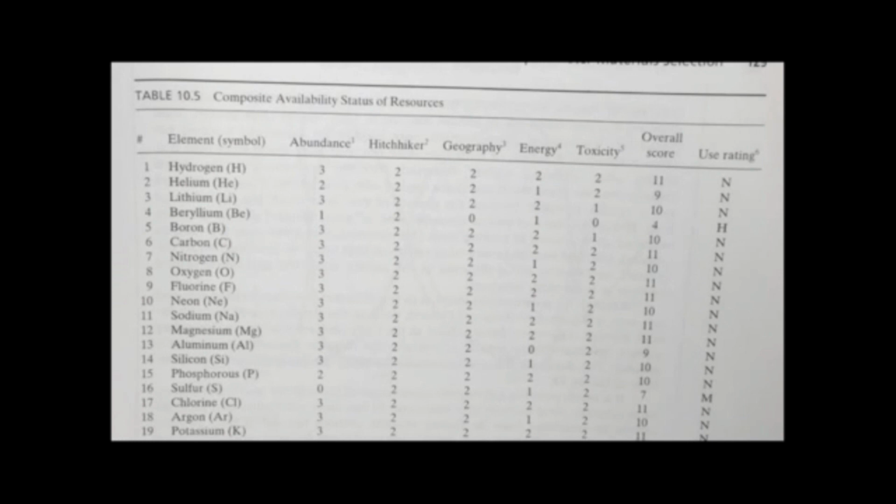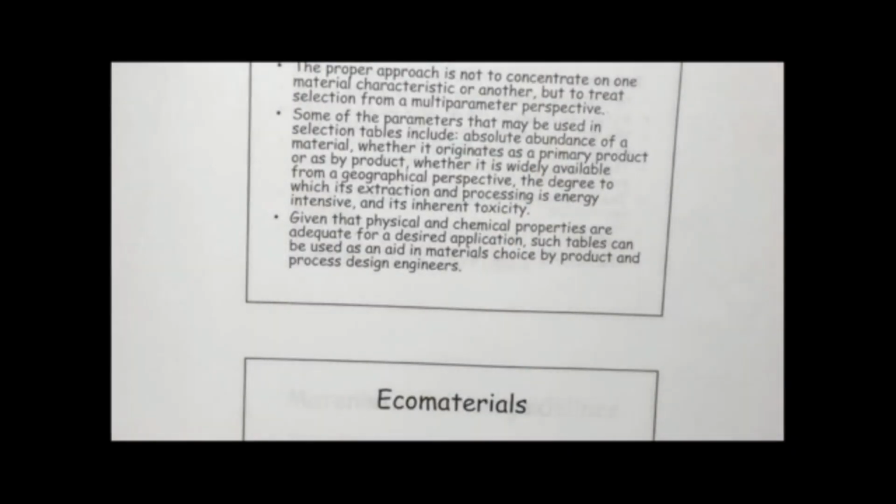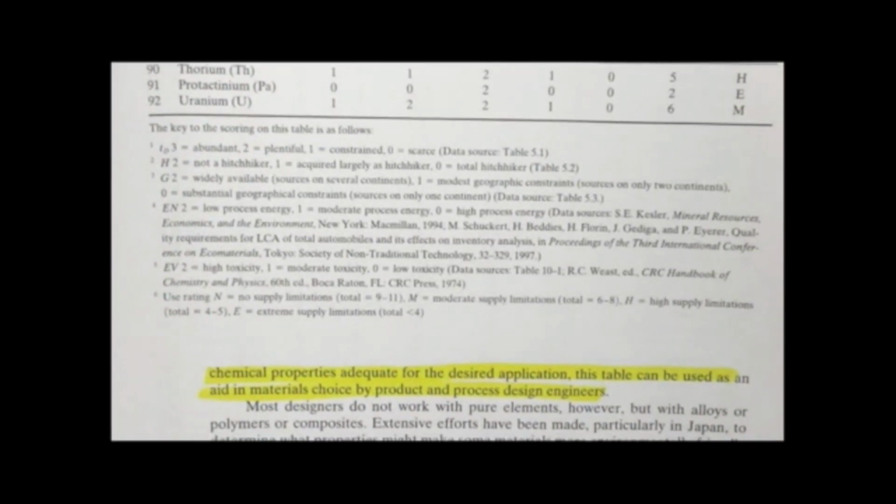And the toxicity. So we have a scoring system, we give points, and then we have an overall score, which is the sum of the partial scores. And then we have a use rating, which, you know, you have N, H, and M. So let's look at what these numbers mean, right? So here's a legend on what it means. On the abundance, if you have a score of 3, that means it's very abundant, which is a good thing. A score of 0 means it's very scarce. So 3, 2, 1, 0, 3 being better. On the hitchhiker, a score of 2 means it is not a hitchhiker, which is a good thing, and a score of 0 means it's totally available only as a hitchhiker.